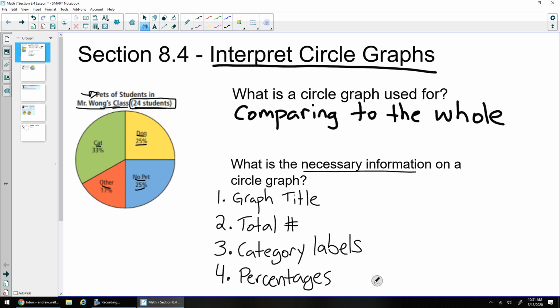Okay, so those four things you have to have: graph title, and the total number of whatever you're looking at. In this case, it's students, but it could be other things.